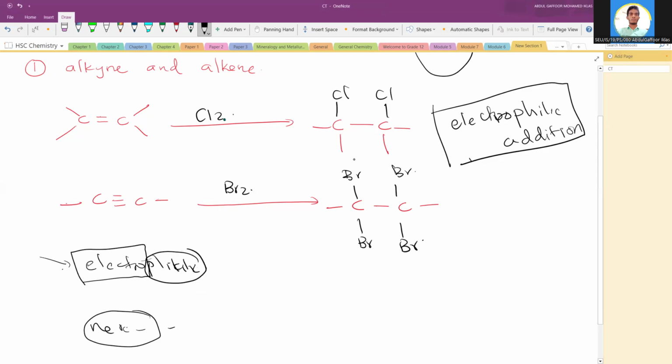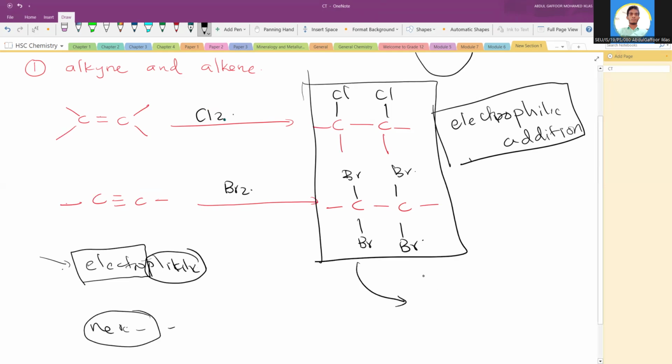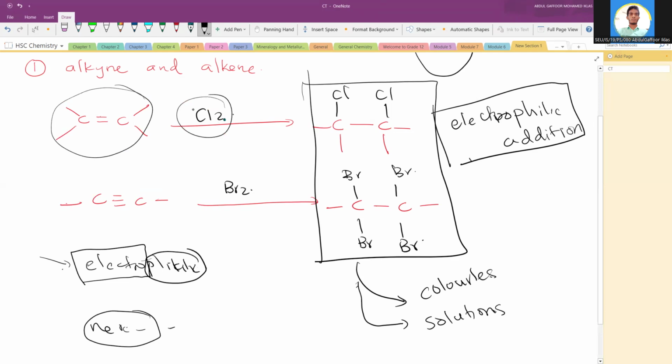Now, these are the products. The properties of these products are that they are colorless solutions. If you take an alkyne and bubble chlorine gas through it, or you can even bubble the chlorine in aqueous form, it doesn't matter, so this can be aqueous and this can also be aqueous. If you bubble it, what will happen? You will obtain a colorless solution, right?